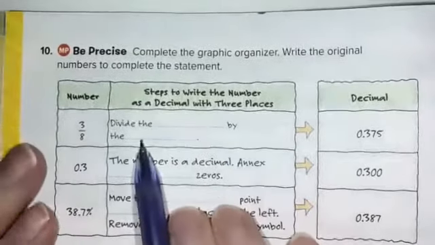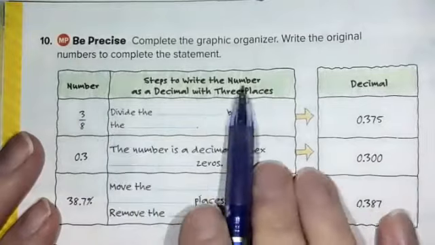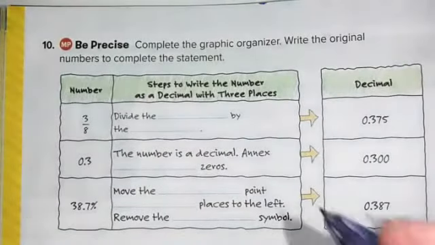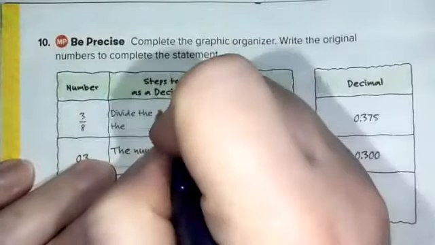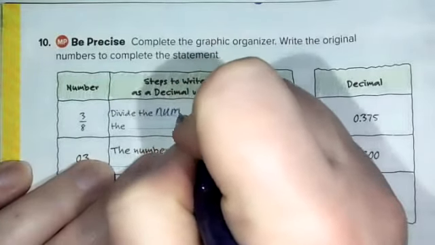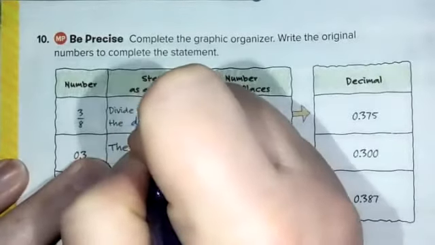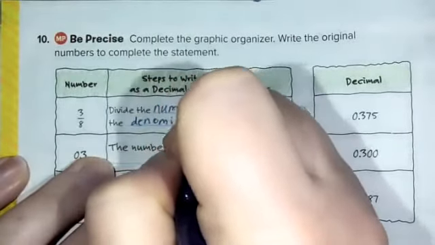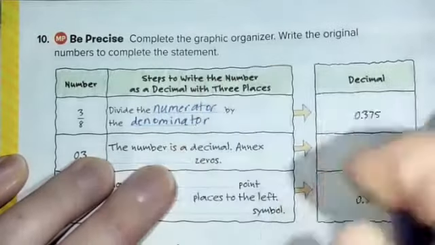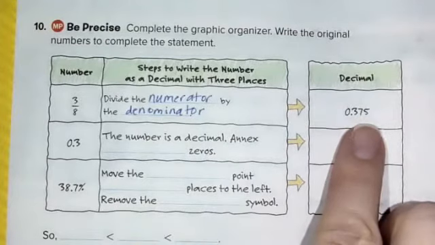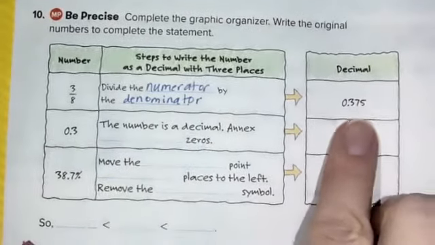So 3/8, if I want to write that as a decimal to 3 decimal places, all I need to do is to divide the numerator by the denominator. Okay, and they already did that for us, 0.375. So we don't even have to do the long division. They were helping us out with this problem.